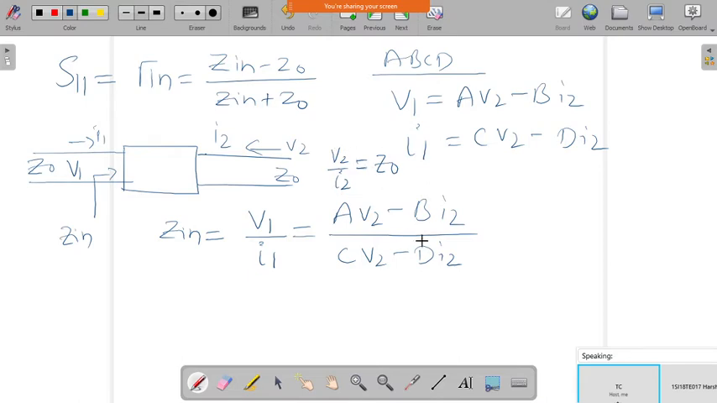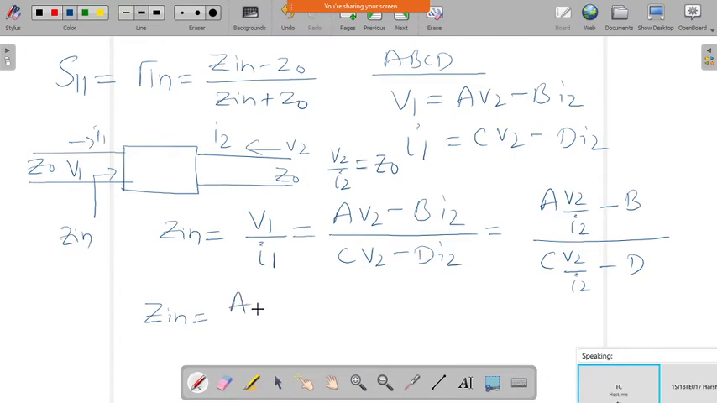Now we can substitute this in the equation, so we can write A V2 by I2 minus B, divided by C V2 by I2 minus D. Now if V2 by I2 is substituted as Z0, we get the expression for Zin in terms of Z0, that is A Z0 minus B divided by C Z0 minus D.